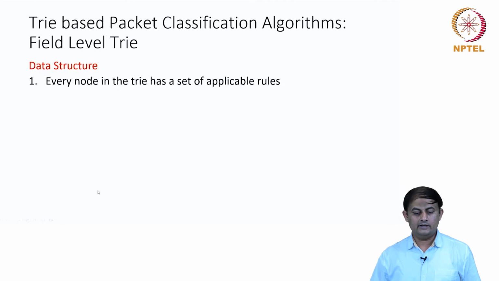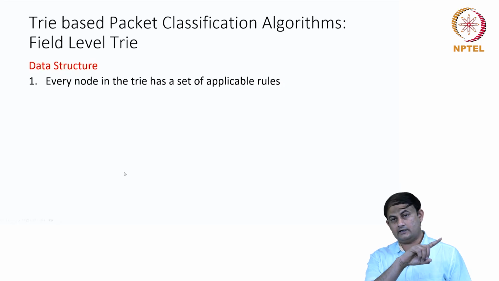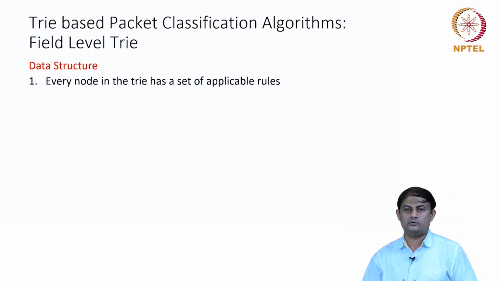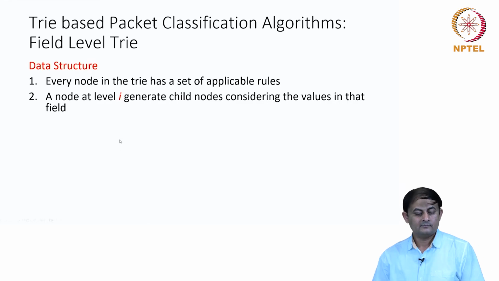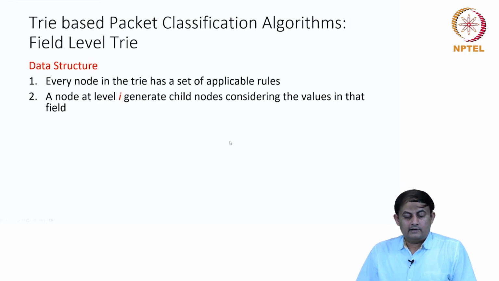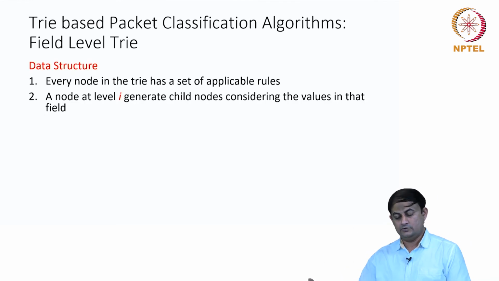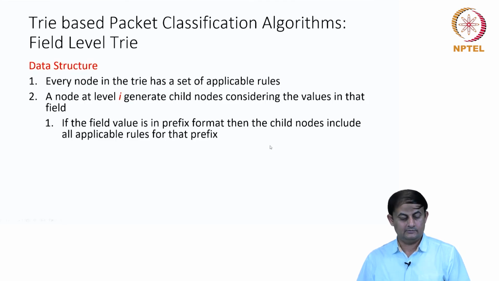So every node in the structure indicates the applicable rules. Remember, in the hierarchical trie, the set pruning trie and the Grid-Trie, at every leaf node there is only one rule that is applicable, but here the intermediate nodes can indicate more than one rule. So a node at level i generates the child nodes considering the values in that particular field. What is the prefix that you are considering right now? Using that, it is going to add the child nodes corresponding to itself.